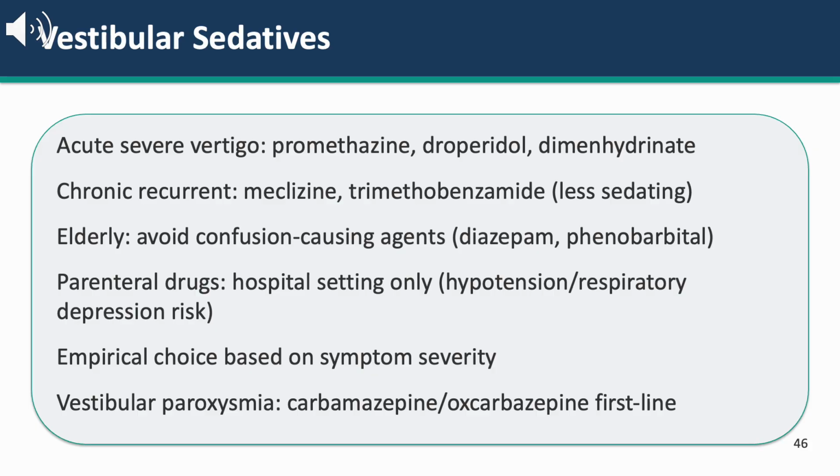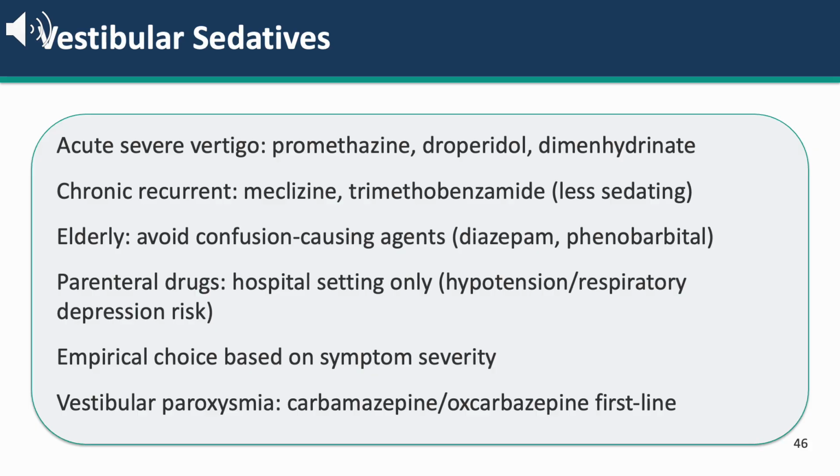Antivertiginous medications with both sedative and antiemetic effects are helpful, such as promethazine, droperidol, and dimenhydrinate. Chronic recurrent vertigo is less distressing and interferes less with daily activities. Agents with less sedating properties, such as meclizine and trimethobenzamide, help patients carry on with their normal routine. Agents that commonly cause confusion due to central nervous system depressant or anticholinergic properties should be utilized carefully or avoided in the elderly. Parenterally administered drugs that may produce hypotension or respiratory depression should generally be used only in a hospital setting.